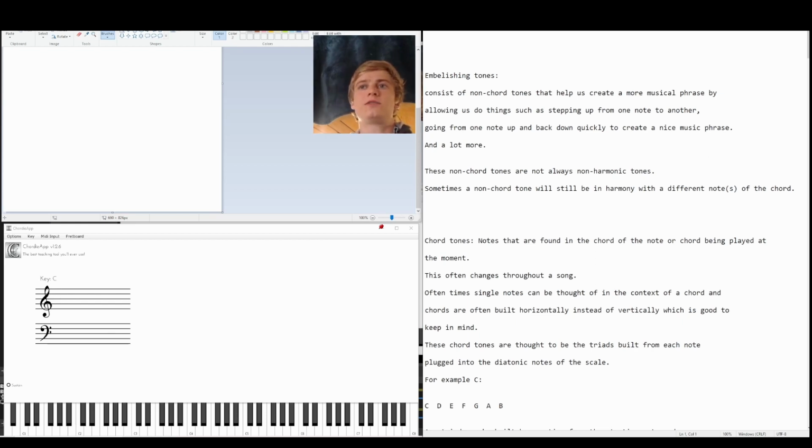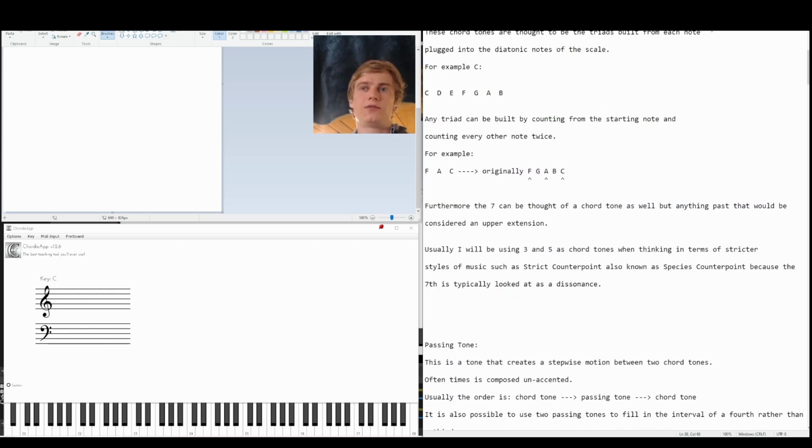Oftentimes in a song, this is going to change throughout it. Single notes can be thought of in the context of a chord, and chords are often built horizontally instead of vertically, which is good to keep in mind when analyzing or composing music. These chord tones are thought to be the triads built from each note of the diatonic scale.